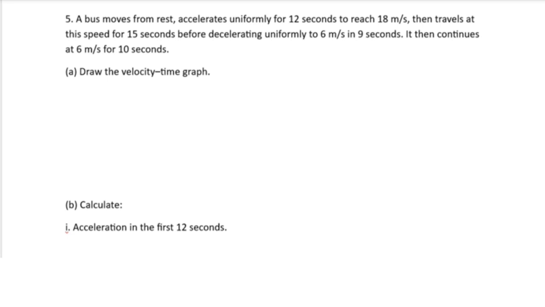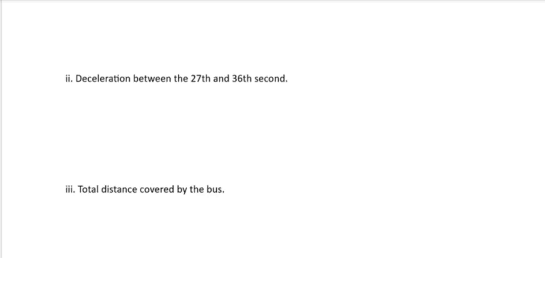The next question: a bus moves from rest, accelerates uniformly for 12 seconds to reach 8 meters per second, then travels at this speed for 15 seconds before decelerating uniformly to 6 meters per second in 9 seconds. It then continued at 6 meters per second for 10 seconds. Part A, draw the velocity time graph. Part B, calculate the acceleration in the first 12 seconds. The next part, deceleration between 27th and 36th second. Then total distance covered by the bus.